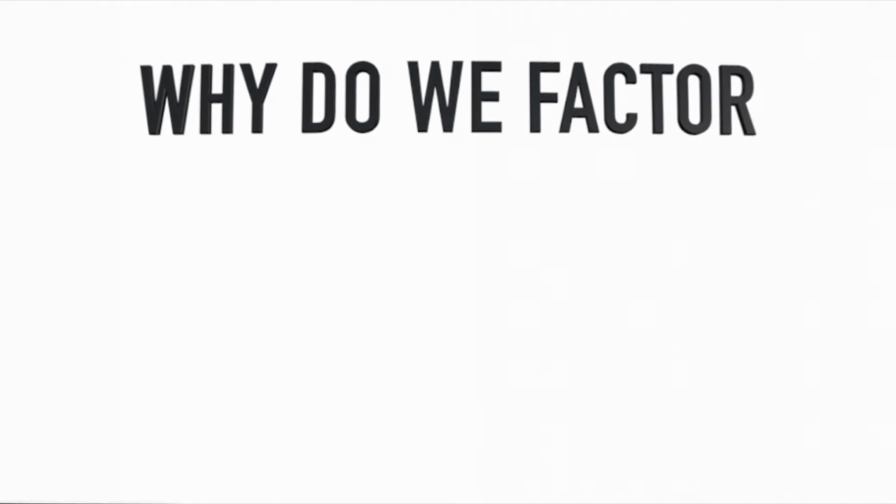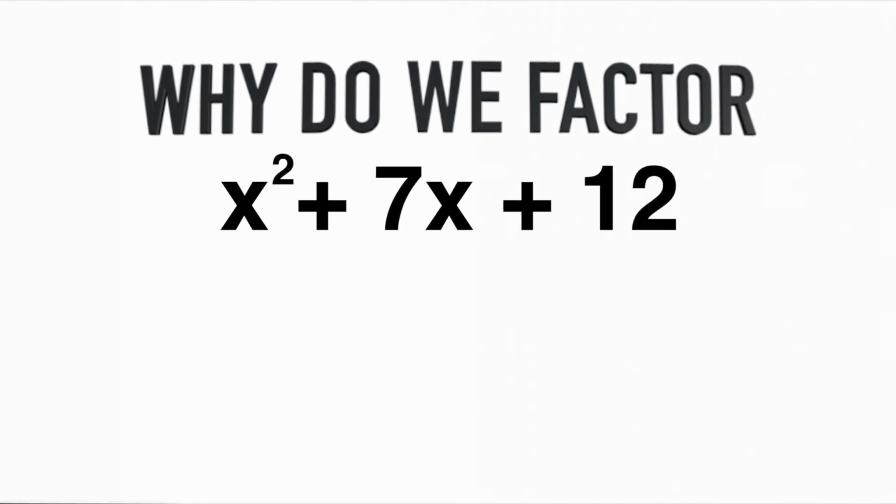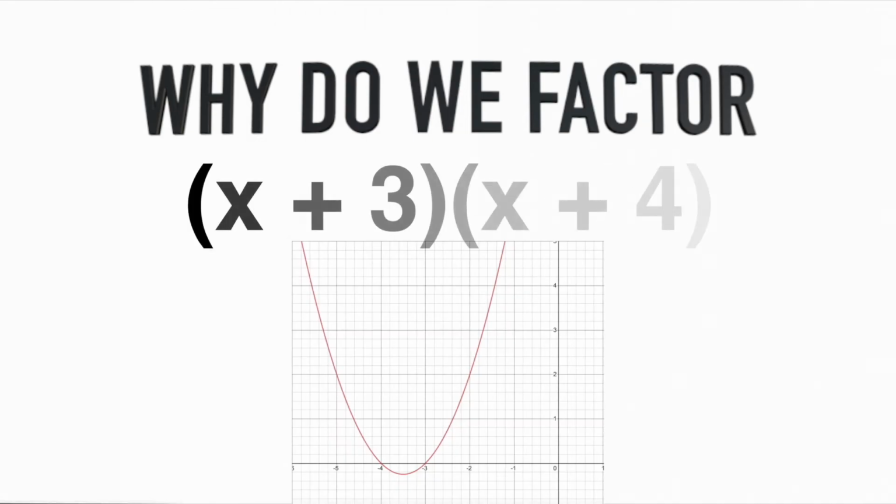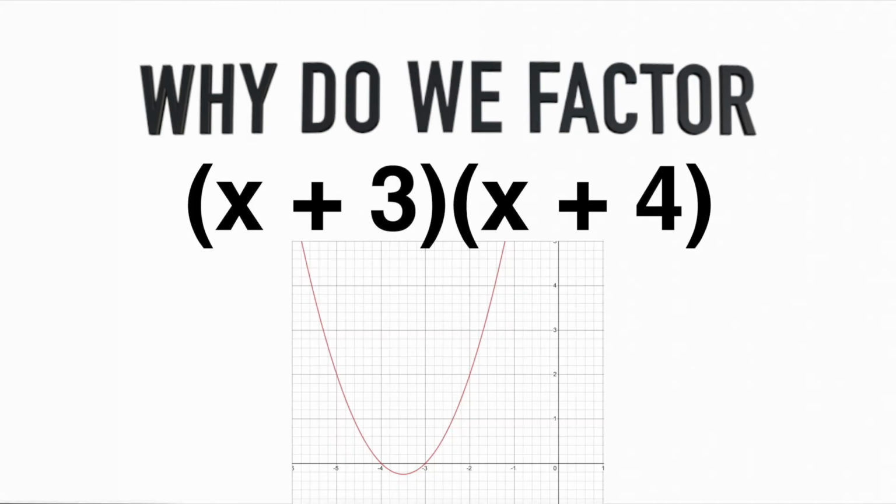Why factor, though? Let's graph it. So let's graph x squared plus 7x plus 2. Now let's factor. When we factor it, we get x plus 3 times x plus 4. Remember when we said everything in parentheses with x was opposite? These are called the zeros. Zeros are where the function crosses the x-axis, where y equals 0.